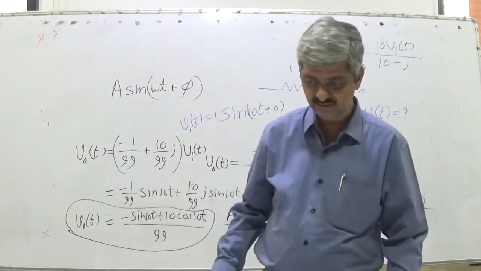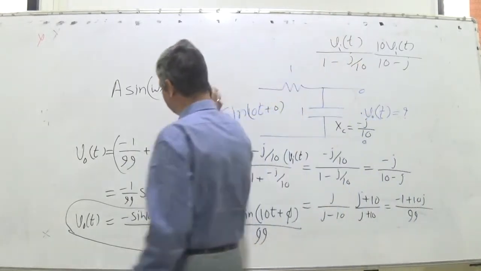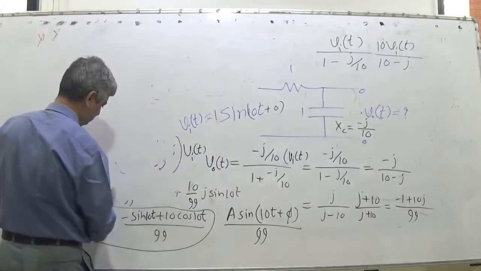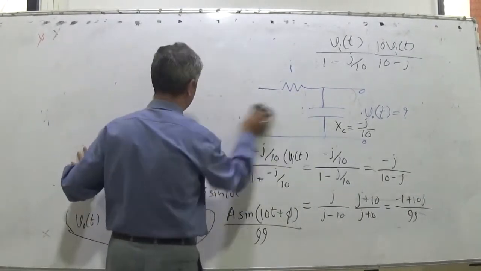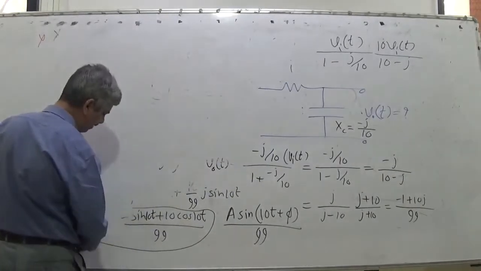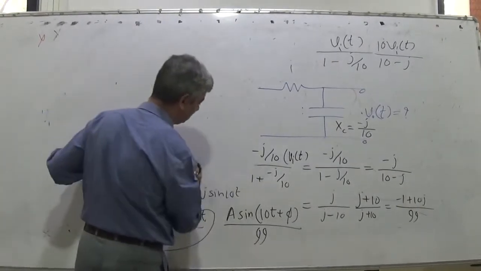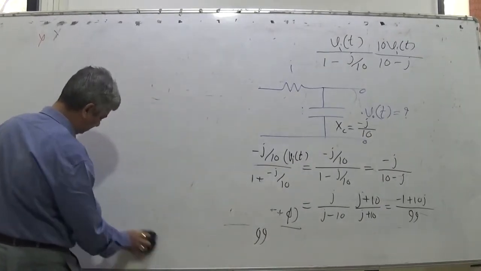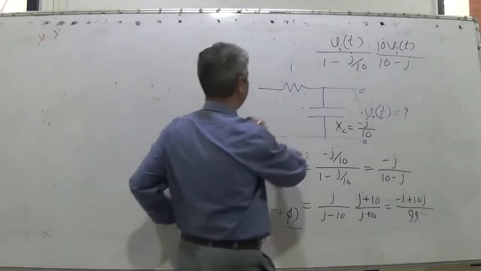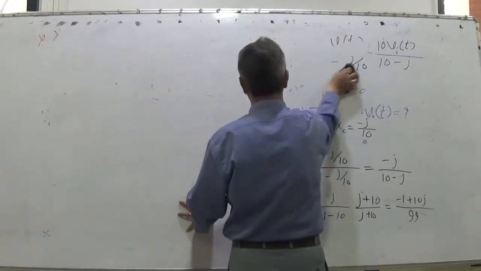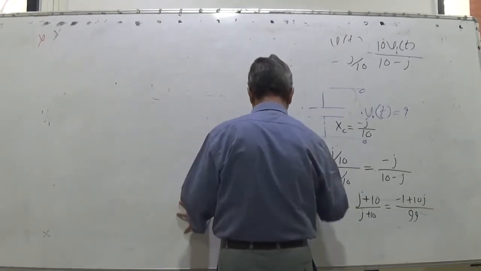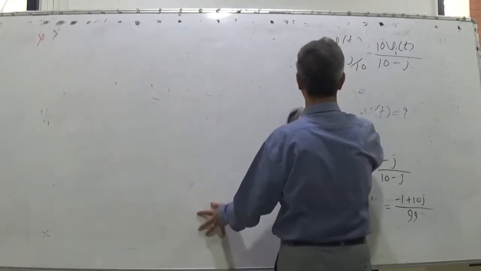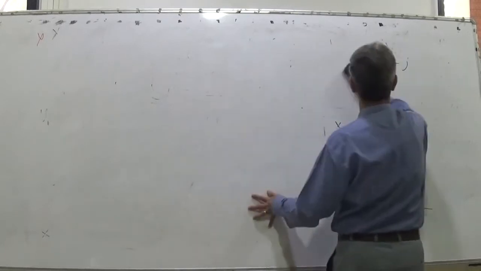So we move to the next thing, that is resonance. So what is resonance? If we have an inductor and a capacitor in the circuit, they nullify each other's effect. They nullify each other's effect at a given frequency, which is called resonance.